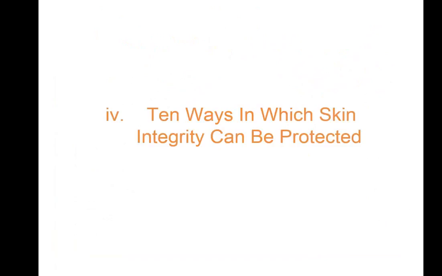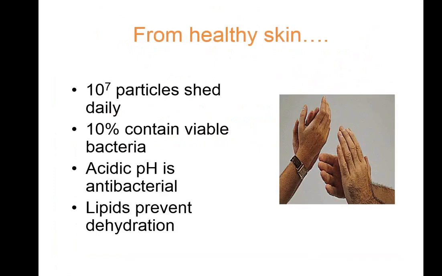There are probably about 10 ways in which we can protect skin integrity. And let's start by understanding what healthy skin is. Every day on our healthy skin from our hands, we shed about 10 to the power of 7 particles of skin. In fact, it's 10 million. What we have is 10% of those have actual viable bacteria in them. So they're normal, hopefully normal flora that live on our skin.